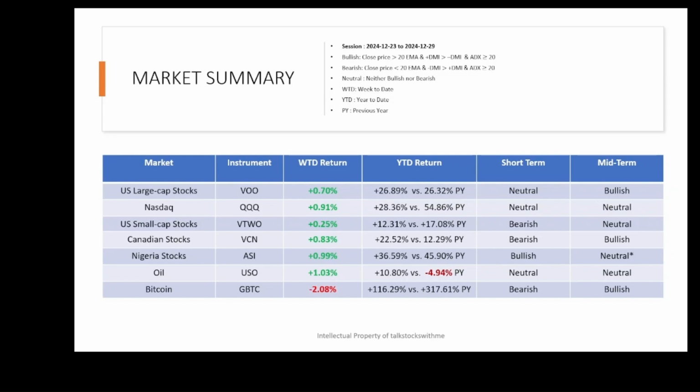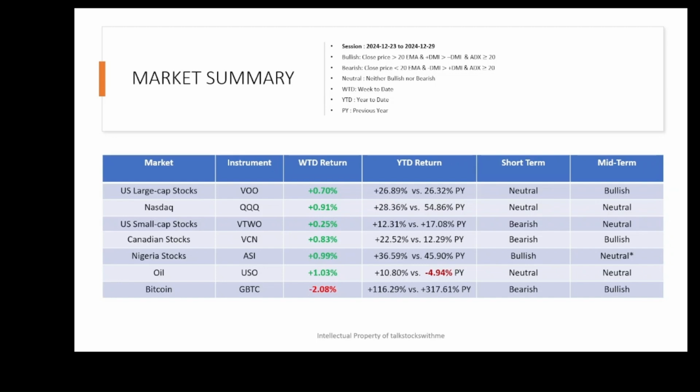Finally, Bitcoin, tracked by GBTC, recorded a weekly change of negative 2.08%. Year to date, Bitcoin prices have moved 116.29% compared to last year's overall 317.61%. The short-term outlook on the daily time frame is bearish, while the midterm outlook on the weekly time frame is bullish.